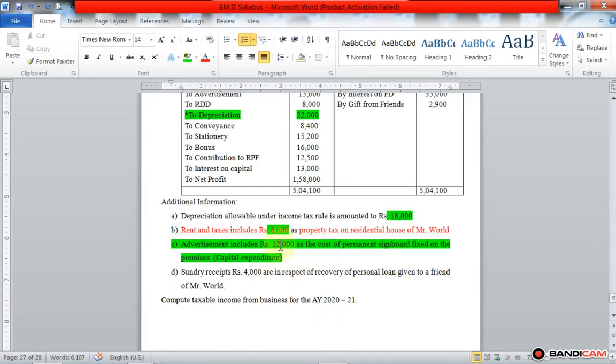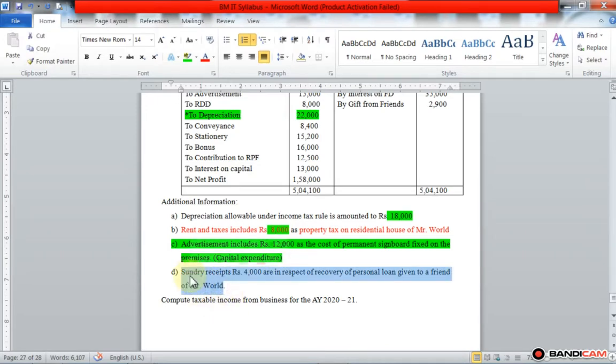Got it? A permanent signboard means fixing a nameplate of the business on the premises of the business. So it is a benefit. It is a capital expenditure and gives a long-term benefit to the business. So it is a capital expenditure, and capital expenditure is disallowed.